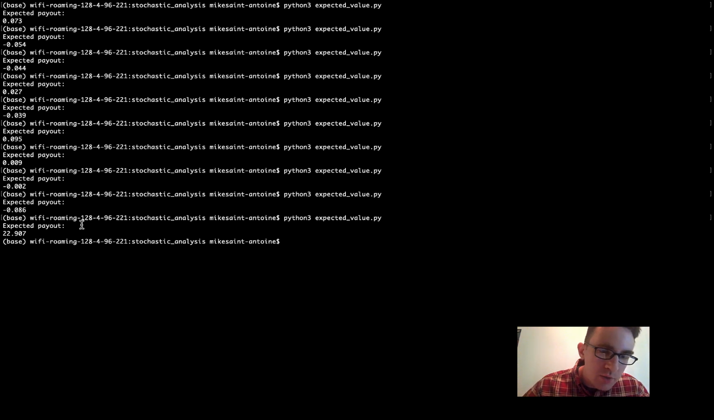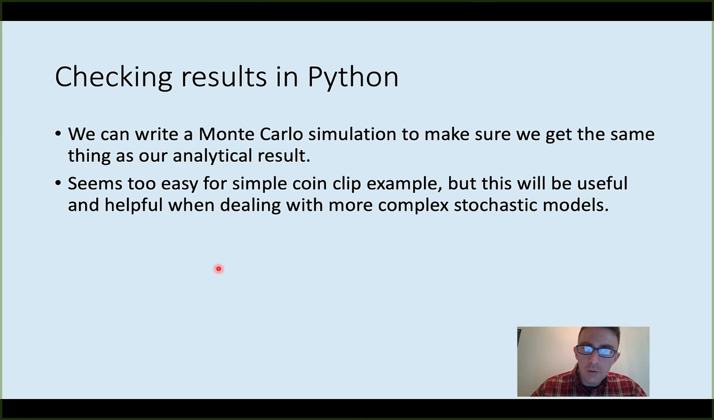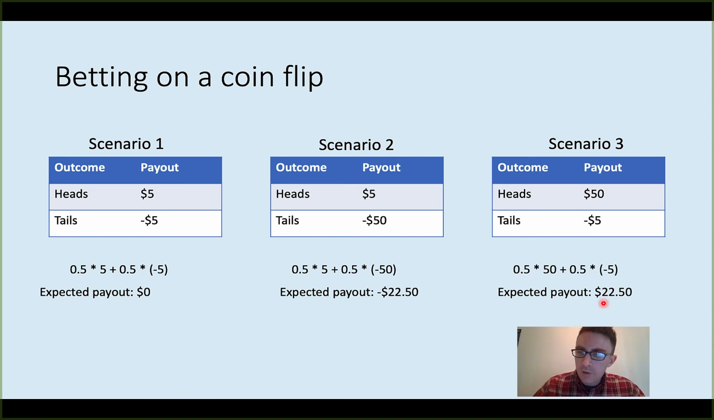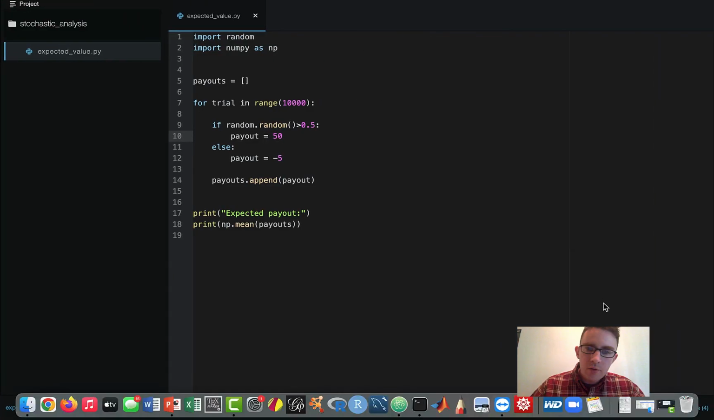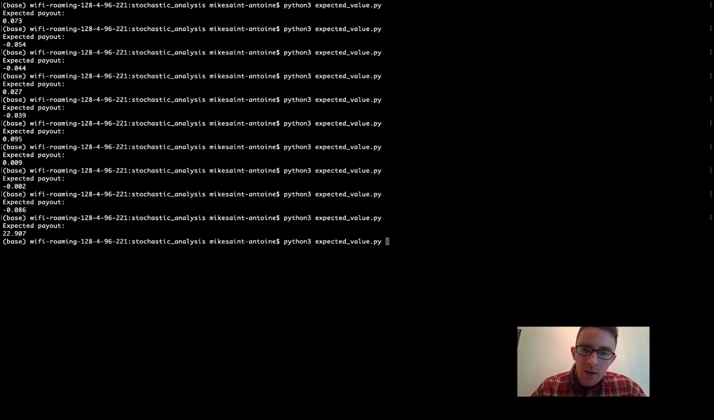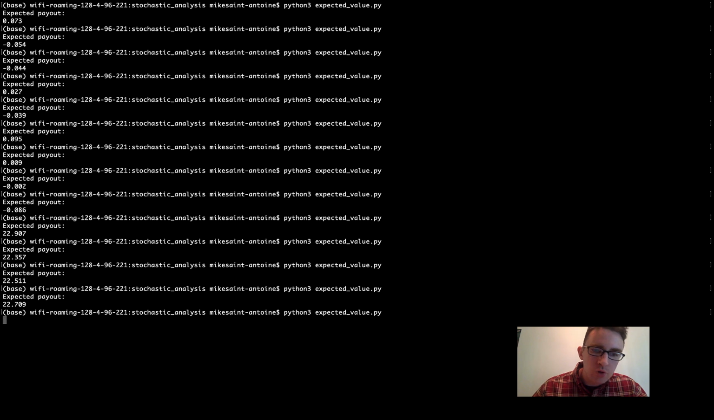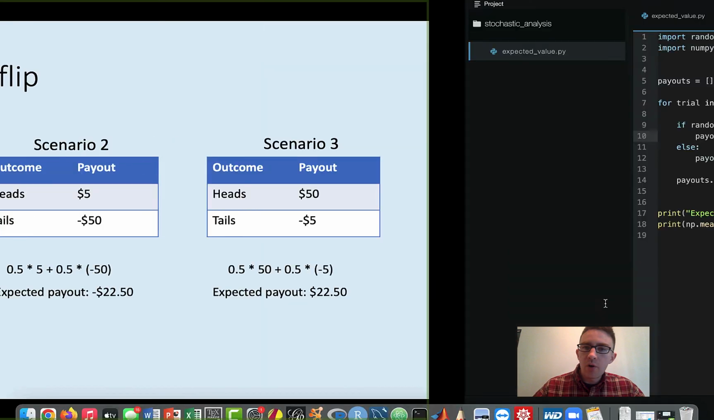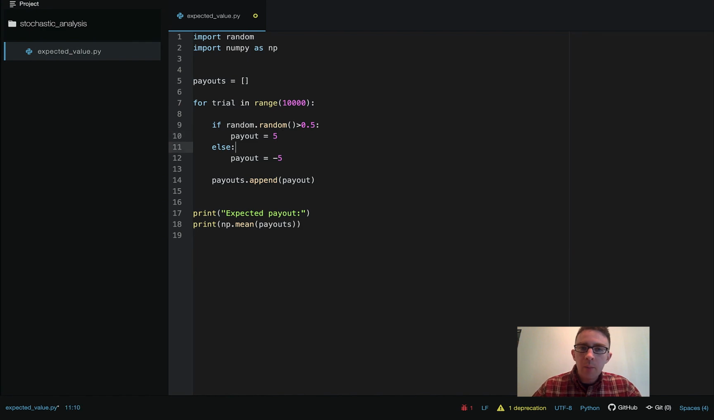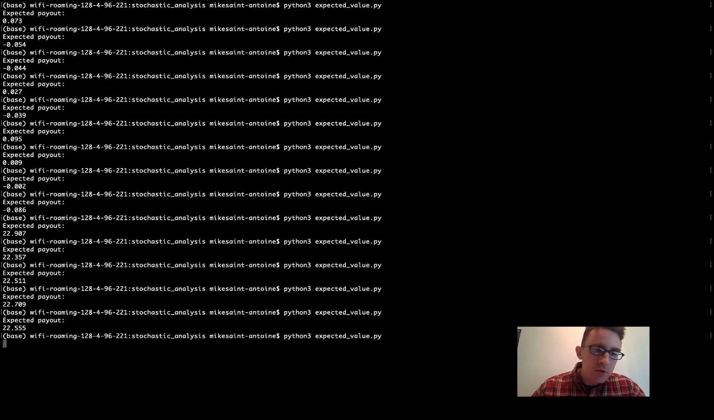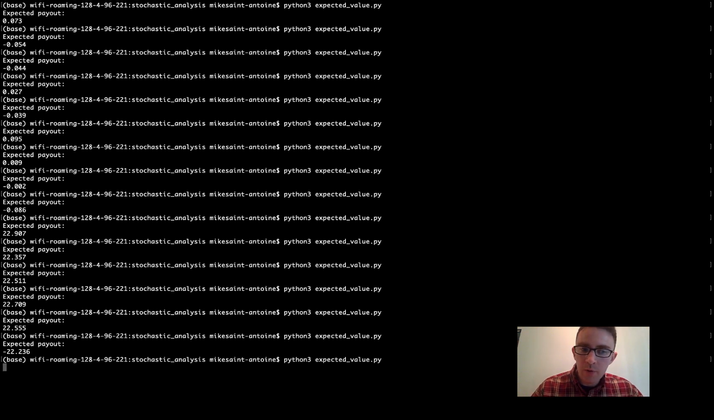Right. In this case the expected payout is a lot more positive. It's 22.907. I think that was pretty close to what we calculated, right? The actual calculated expected value is 22.5. The numerical approximation is 22.907. And again, if we do this a bunch of times, it's going to be a different approximation every time, but it's going to cluster around the true expected value. And then we can also do the same thing for scenario 2, the unfavorable bet, and we're going to see again just negative 22 point something, right?